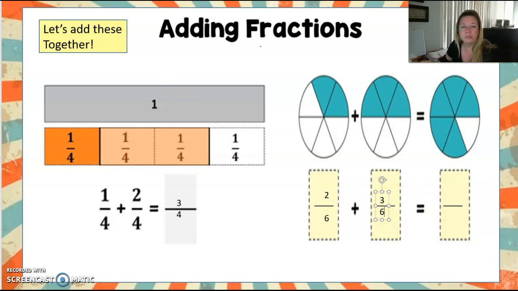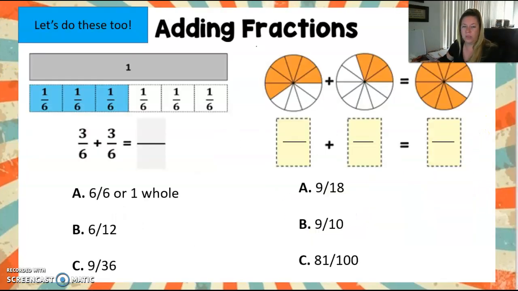2 plus 3 equals 5/6. Let me move that up a little. Wow, it went all crazy. There we go. And then if we look at our model, here's 2 out of 6 shaded, 3 out of 6 shaded, and over here we have 1, 2, 3, 4, 5 out of 6 parts shaded. So good, we got it correct.